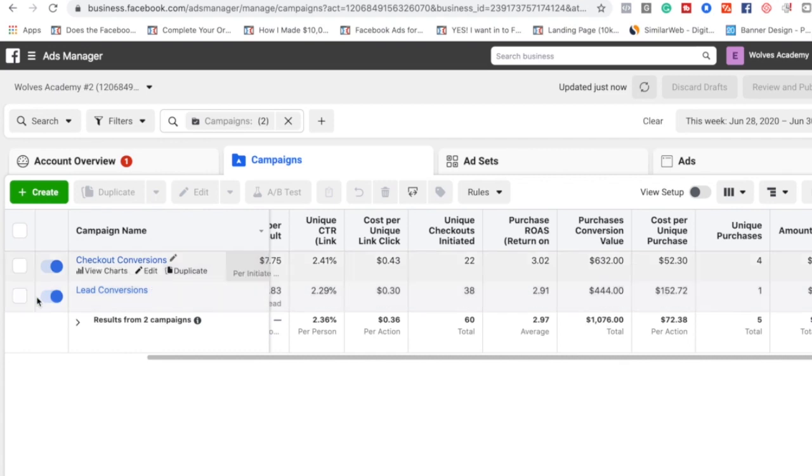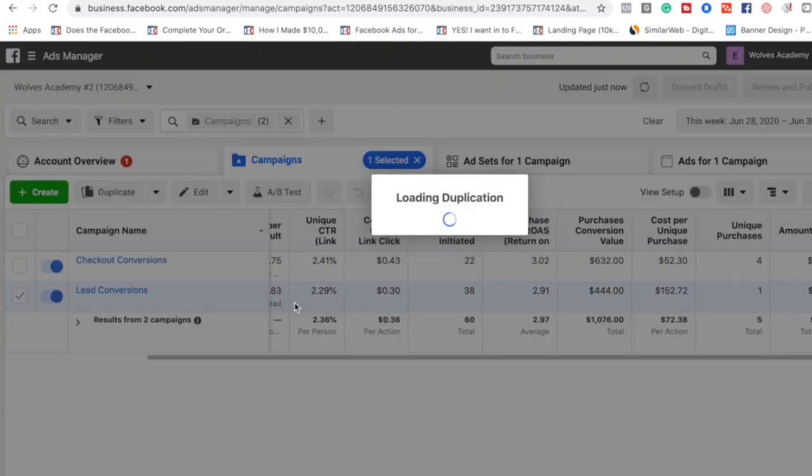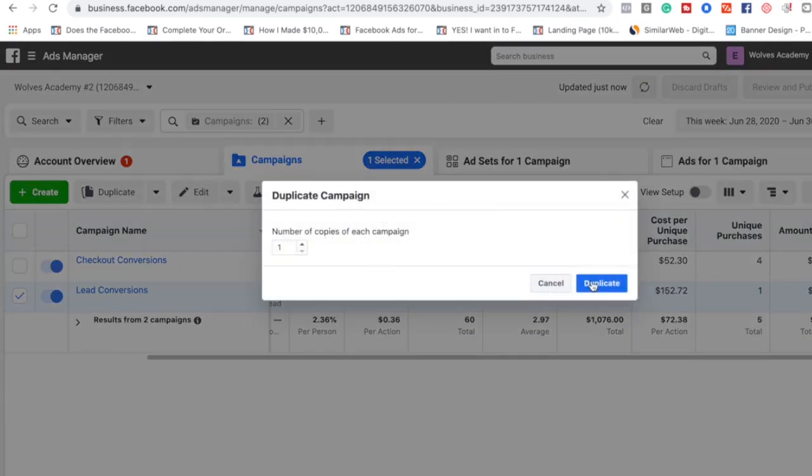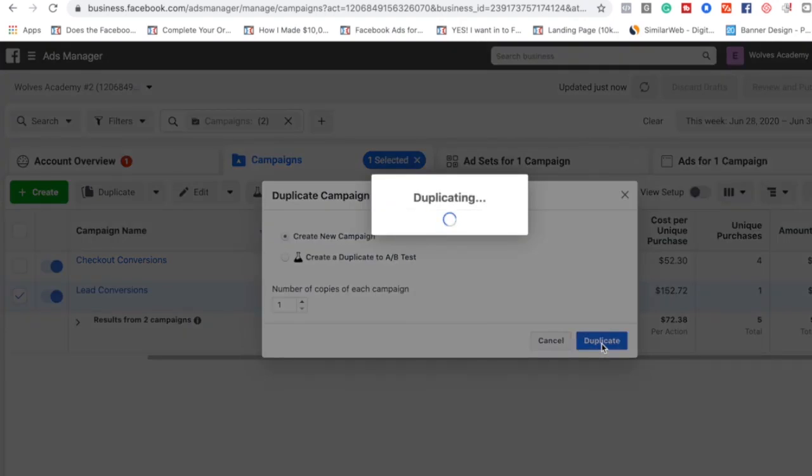So with that being said, I'm gonna go ahead and actually duplicate this campaign. And then after I go ahead and duplicate it, well, I'll just go ahead and show you. So first step that we're gonna do is we're gonna go ahead and actually duplicate it. The reason why we wanna duplicate it is because we wanna go ahead and actually give it another shot.